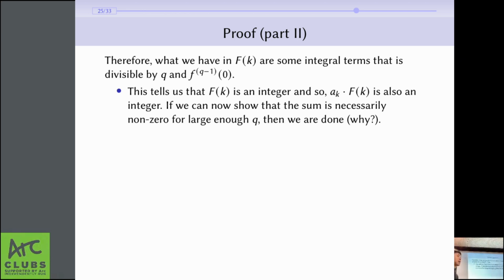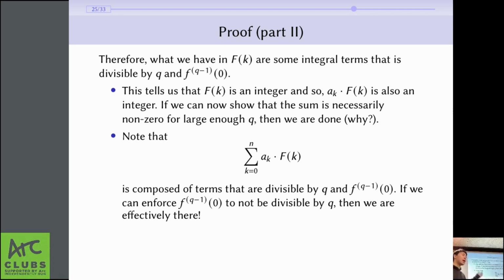If we now show that the sum is necessarily non-zero for large enough q, then we are done. The reason for this is that if the sum were non-zero, and it's also an integer, then it could not have been arbitrarily small. But remember in the previous part, we saw that the left-hand side was arbitrarily small as long as q was some large enough value. And so if the sum of a_k times F of k is non-zero, it must be an integer whose magnitude is at least 1. And those two contradict each other. And that's the whole idea.